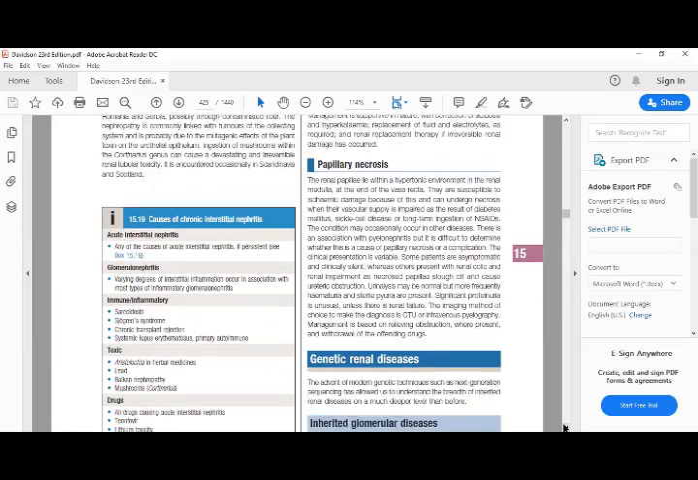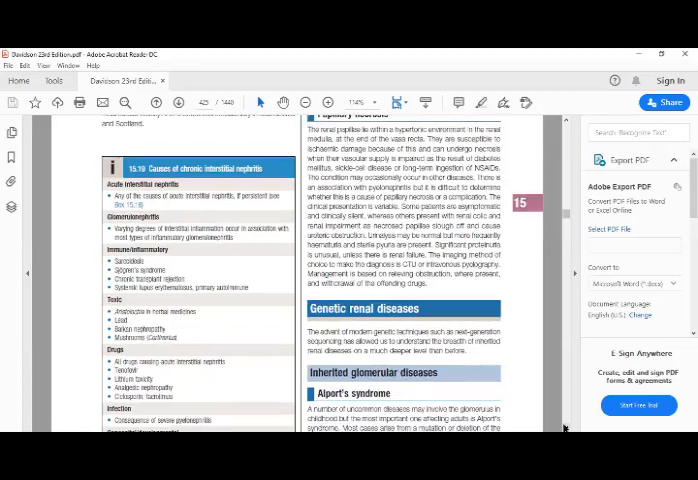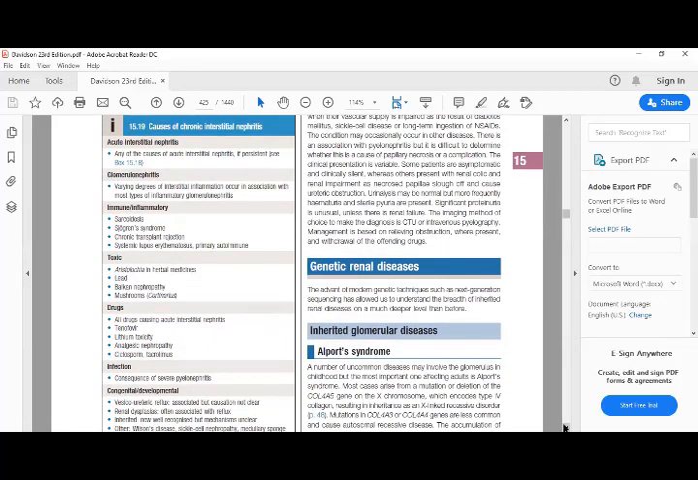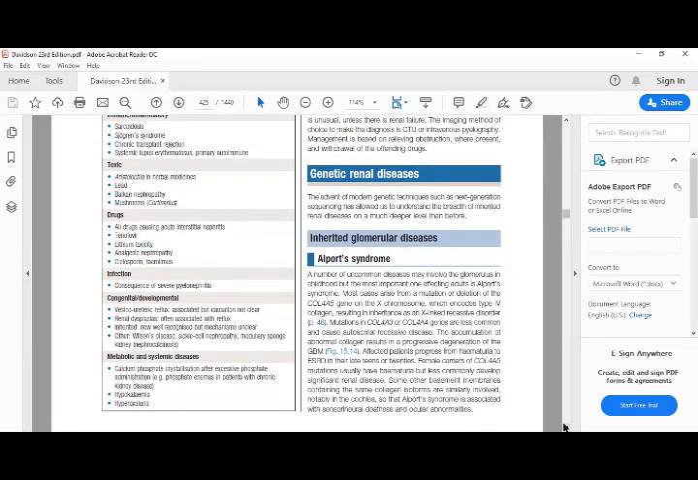Genetic renal diseases: the advent of modern genetic techniques such as next generation sequencing has allowed us to understand the breadth of inherited renal disease on a much deeper level than before. Inherited glomerular diseases include Alport's disease. A number of uncommon diseases may involve the glomerulus in childhood, but the most important one affecting adults is Alport syndrome.